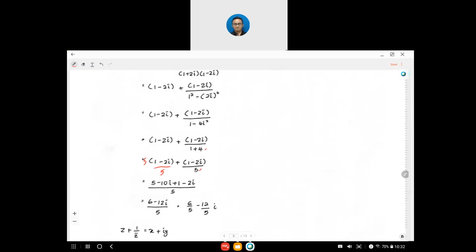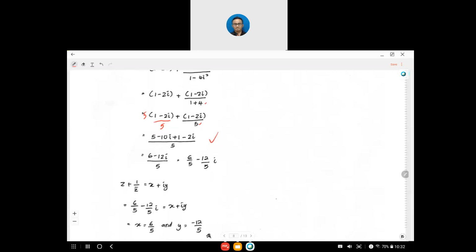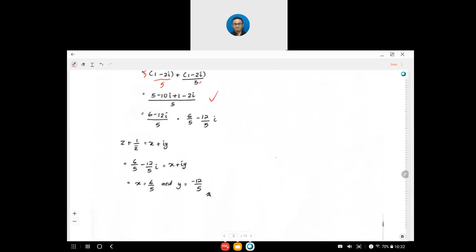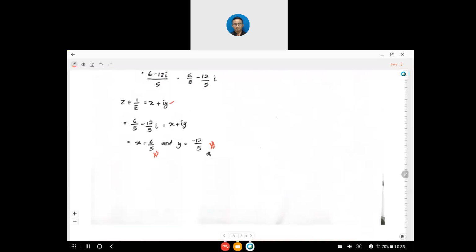So you can combine the terms. You get 6 minus 12i over 5, and then 6 over 5 minus 12 over 5 i. We know that this equals x plus iy. So your x equals 6 over 5 and your y equals negative 12 over 5. Okay, that one is for question 5.